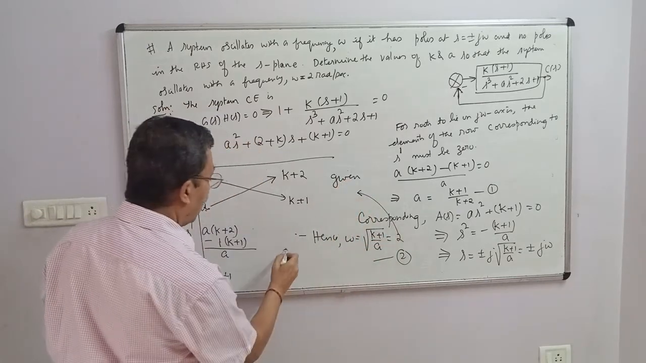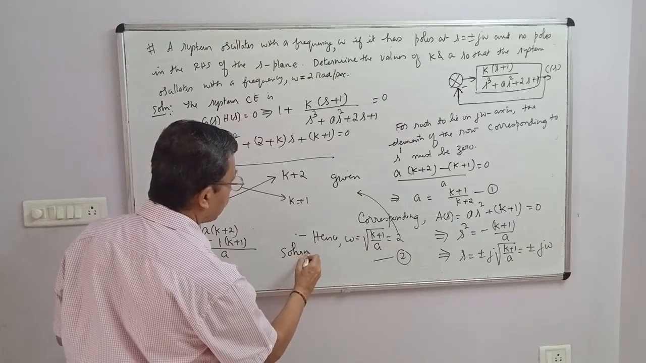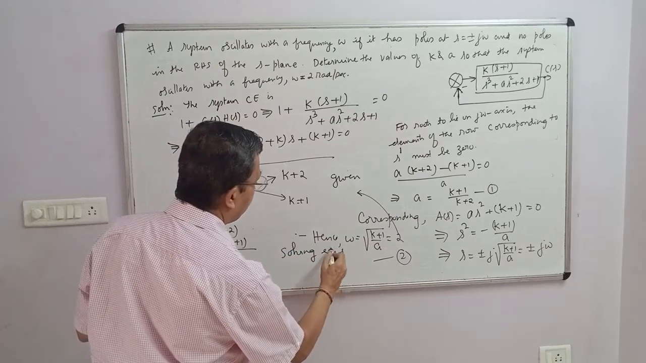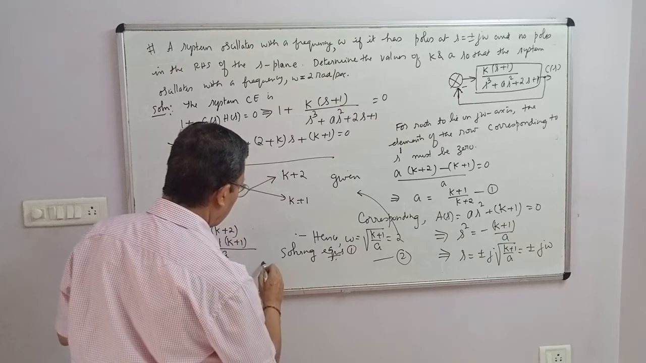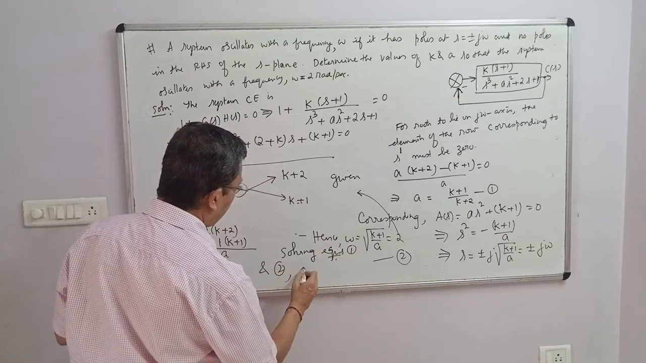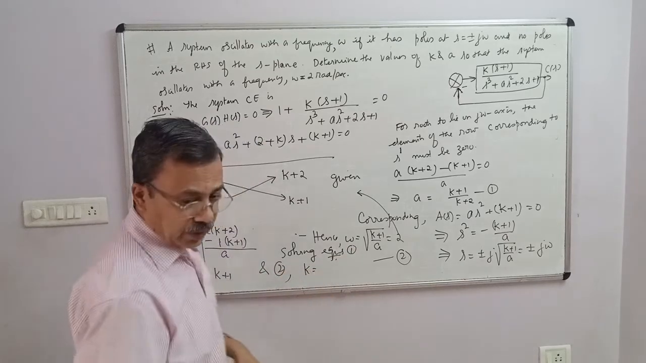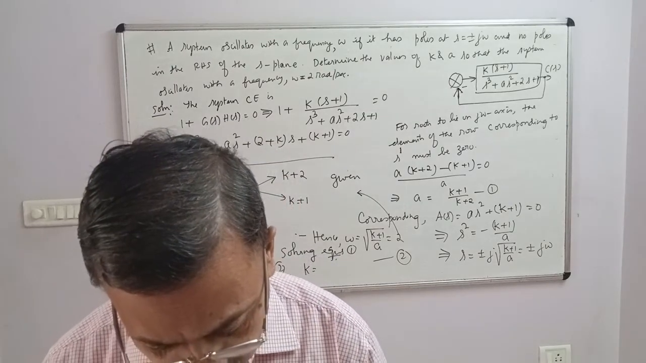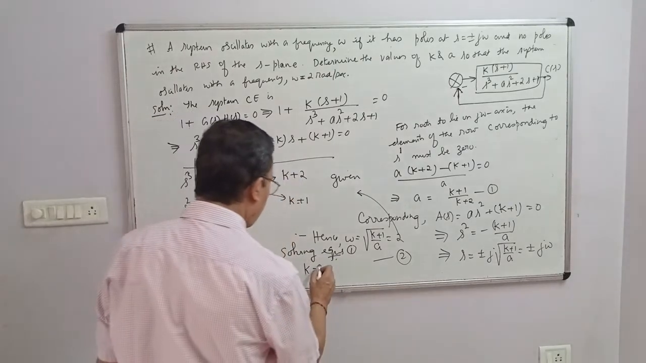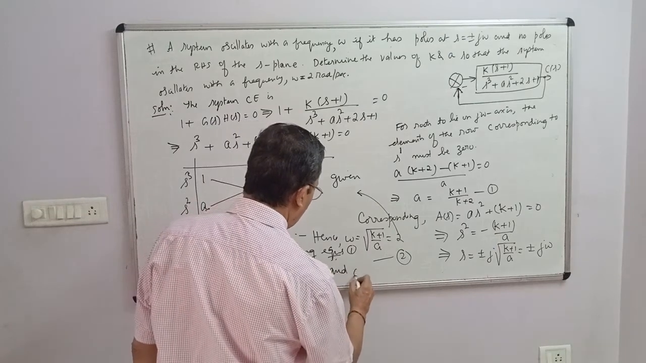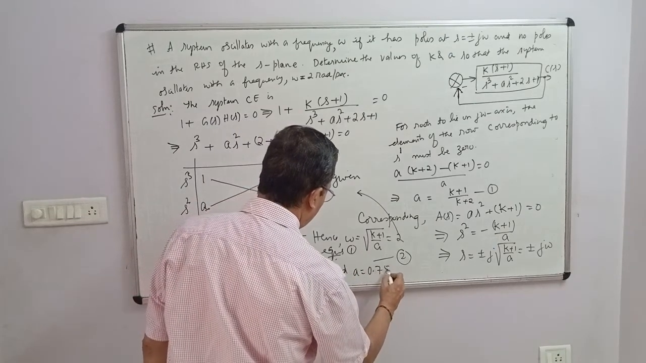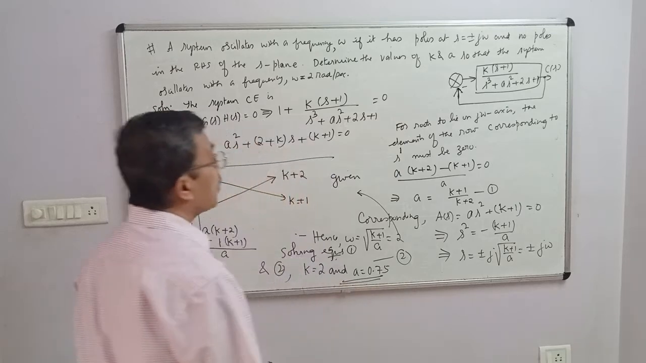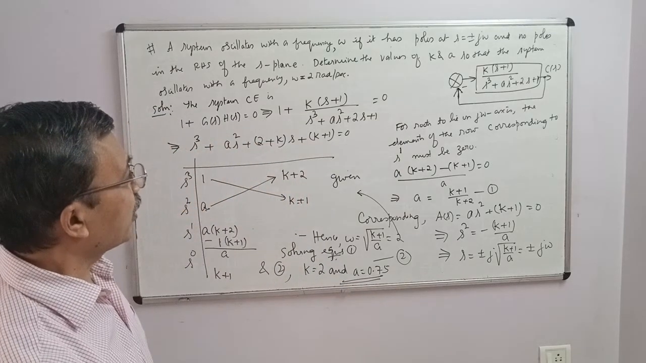Solving equations 1 and 2, I'll write down the answer. K is equal to 2 and A is equal to 0.75. This problem has been asked once in the examination.